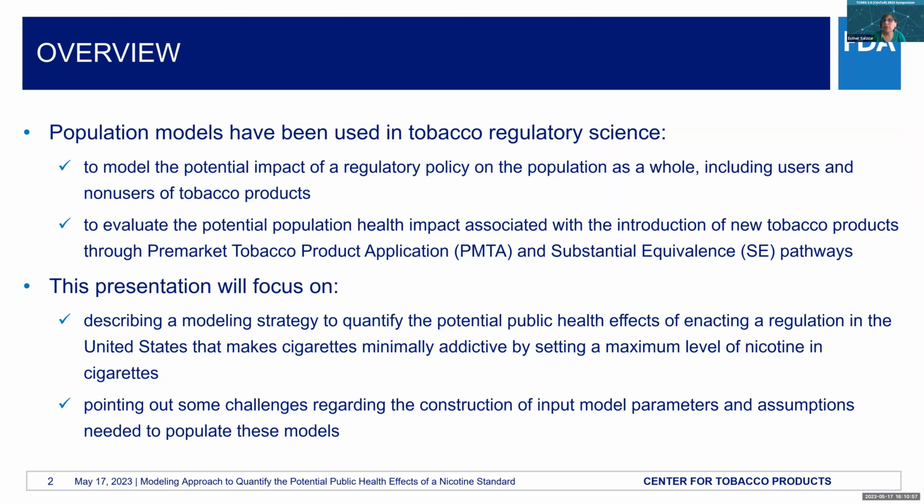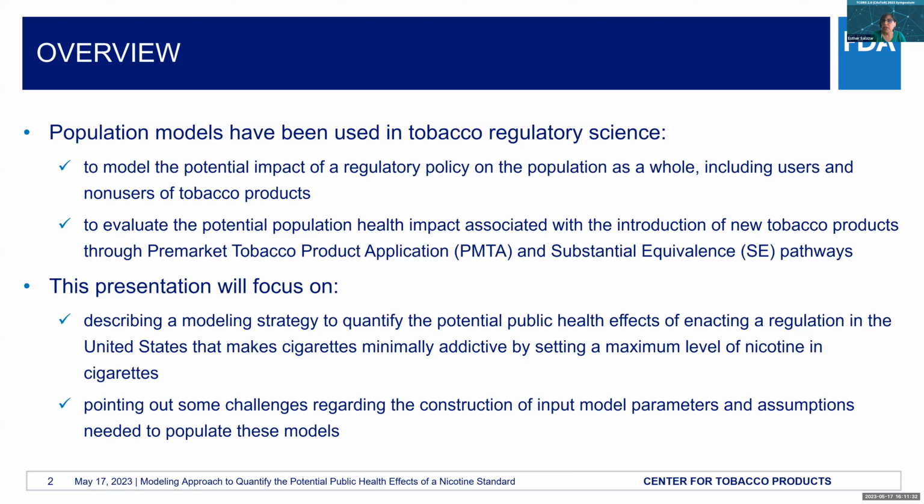Population models, such as microsimulation and macro-level models, have been used in tobacco research for years. For tobacco regulatory science in particular, these models were applied to model the potential impact of regulatory policy at the population level, including users and non-users of tobacco products, and to evaluate the potential health impact associated with the introduction of a new tobacco product through pre-market product applications, substantial equivalence, as well as modified risk application pathways.